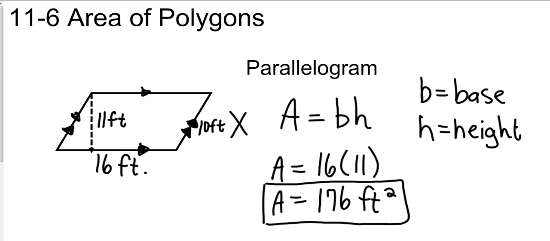Very important that you label your parallelogram in whatever feet, inches, whatever the case may be. 176. The answer on the test will be half credit. It must be labeled completely for full credit. Okay, so let's look at the next shape.